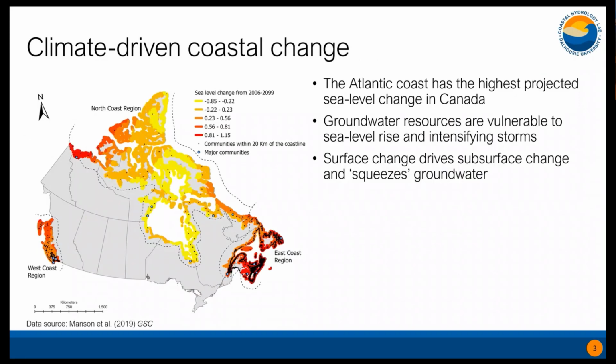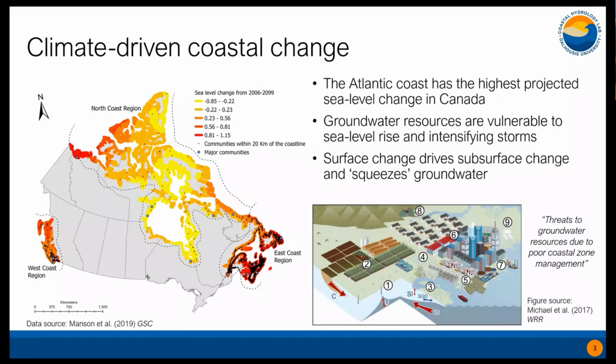And the Atlantic coast has the highest projected sea level change in Canada, as noted here on the map in red. And this coincides with the area that also uses the most groundwater resources. And these resources are vulnerable to climate change impacts like sea level rise and intensifying storms, because any perturbation in the surface domain directly impacts the subsurface and can essentially squeeze groundwater. And this is known as the coastal groundwater squeeze, which is defined as threats to groundwater resources due to poor coastal zone management, which is highlighted in this figure from Michael et al. in 2017.